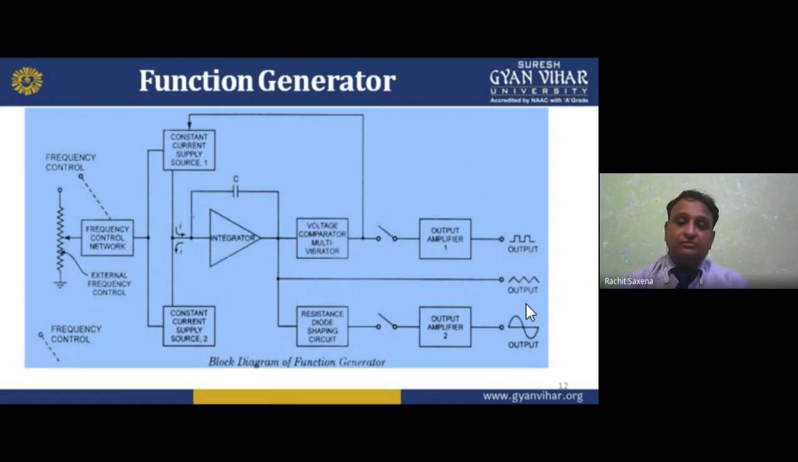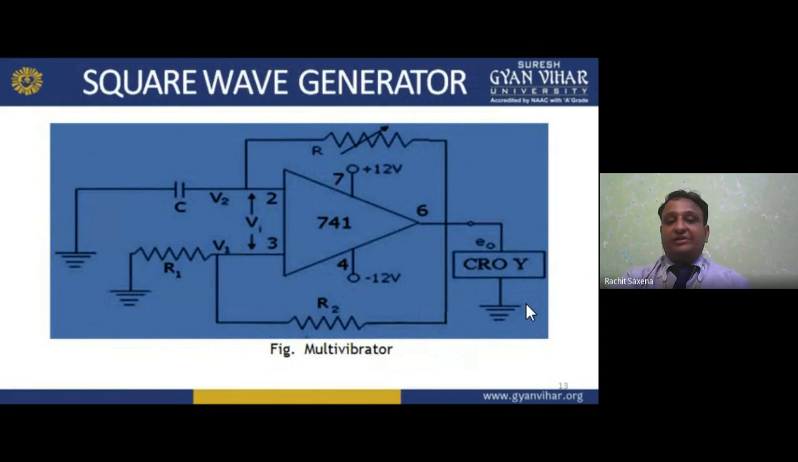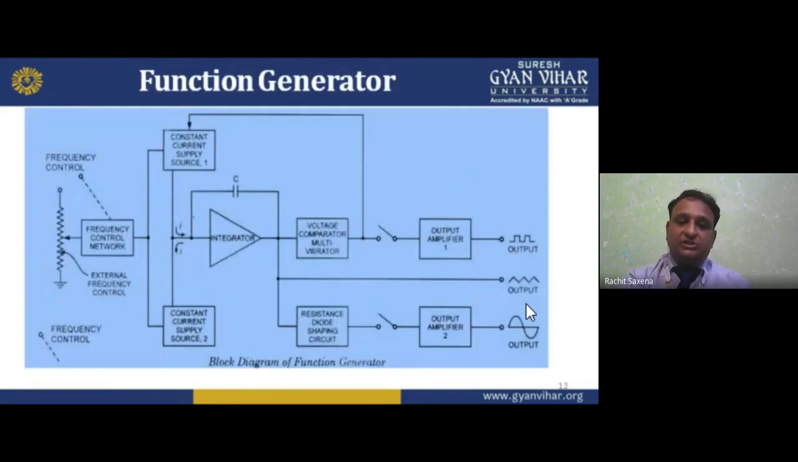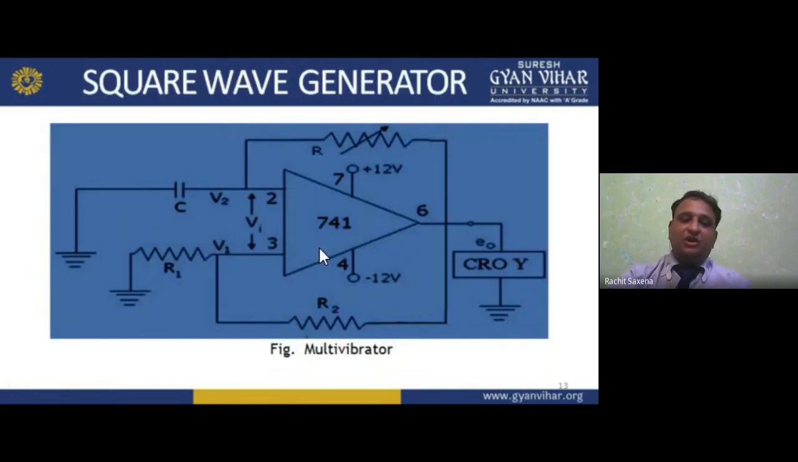Now moving forward, the square wave generator. In this square wave generator, as I told you earlier, this is the multivibrator comparator. See, it's a figure of the multivibrator. We are using the 8-pin operational amplifier, that is IC 741. In this 741, we have connected a resistance. This is where the CRO output will show, and these are the terminals where we give the positive or negative source voltage.